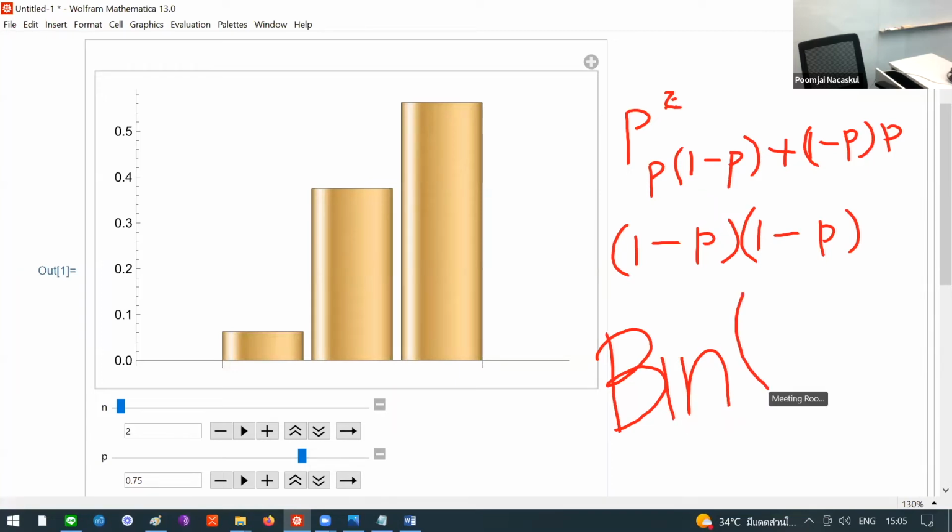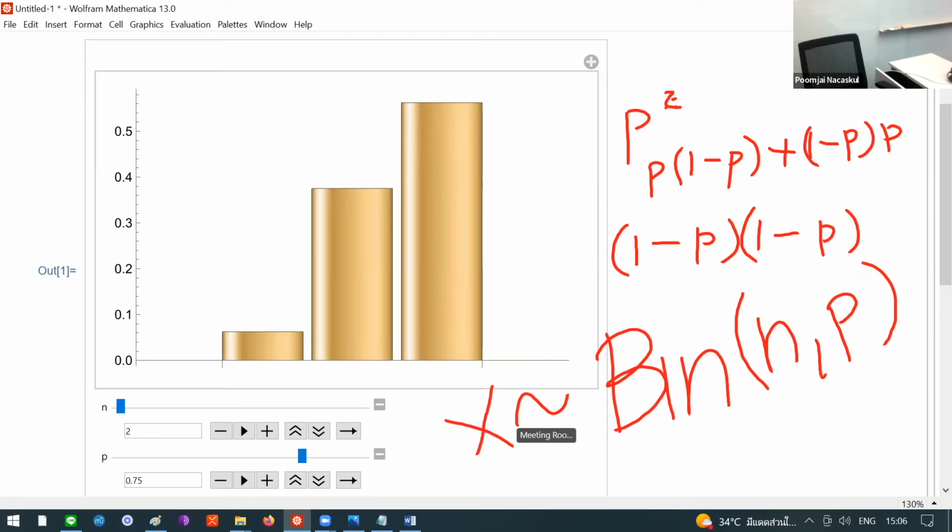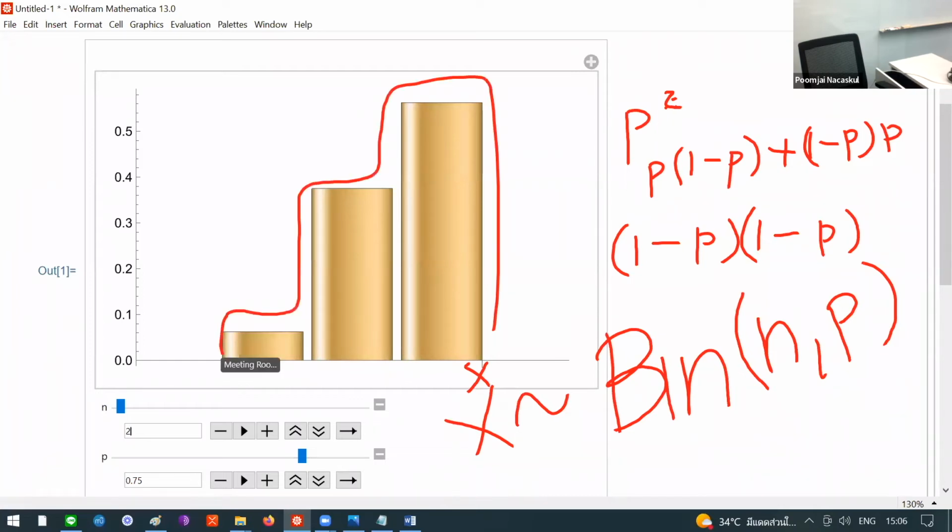So this binomial has 2 parameters. P is the probability of a single one. Okay, n is the number of times you do this independently. And x has this distribution. This curly thing means x has this shape. X, this is x. This is the distribution. It's the same thing as x curly binomial(n, p), where n is equal to 2 and p is equal to 0.75.